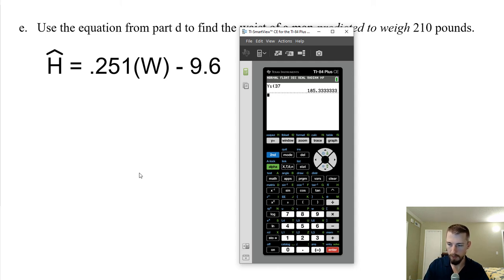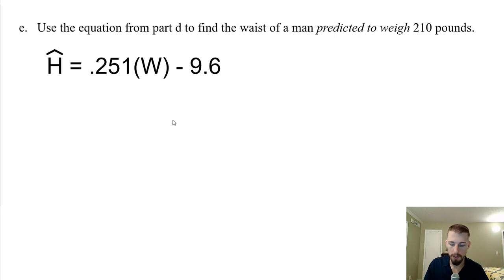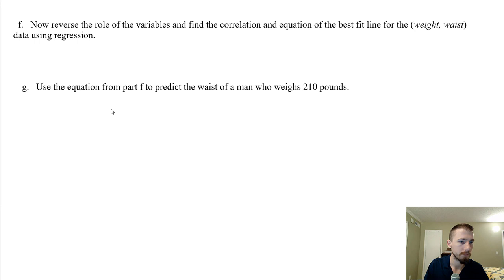So 210 multiplied by our new slope minus our new y-intercept, which will give us 43.11. So that's what we would predict. That's not actually height, that should be the weight. Anyway, it would be 48.3 for the waist size.